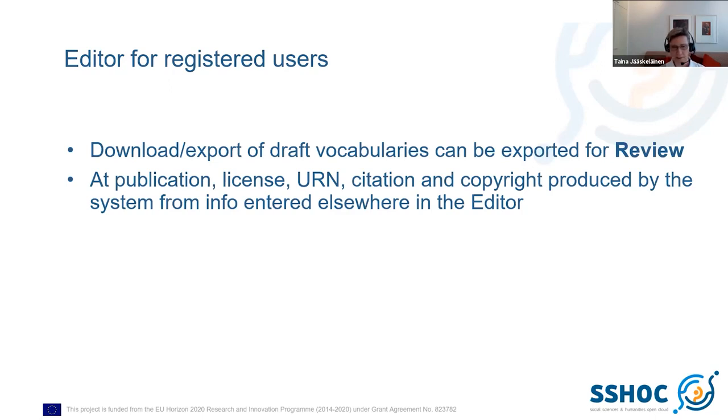And then there's a bit of automation within the tool that when you press on publish, the system collects information about the license, produces the URN and citation and copyright information from information entered somewhere in the system.